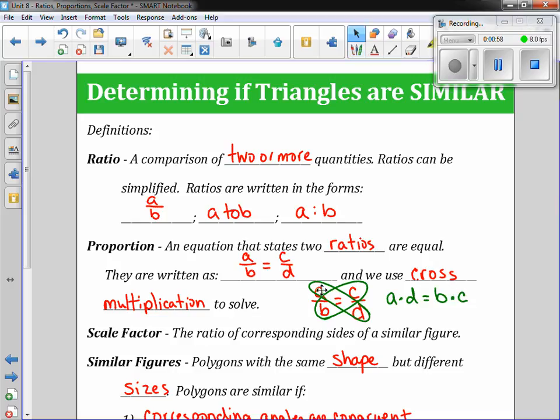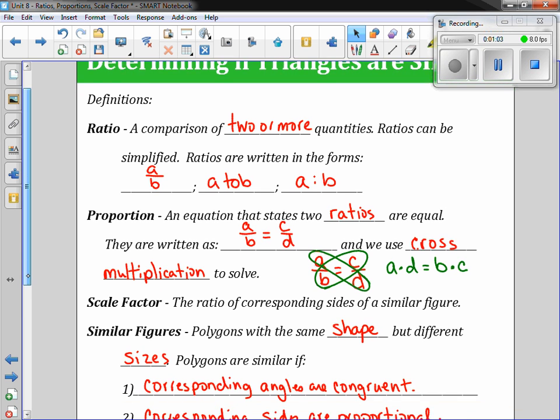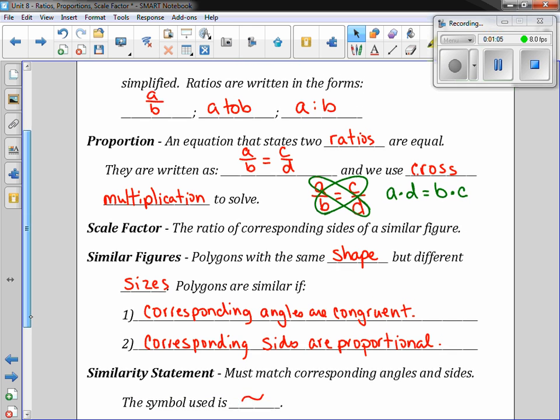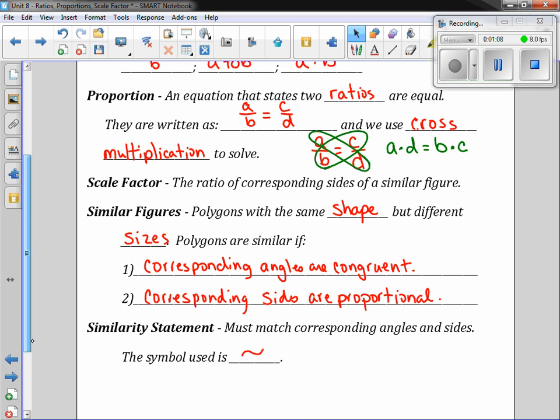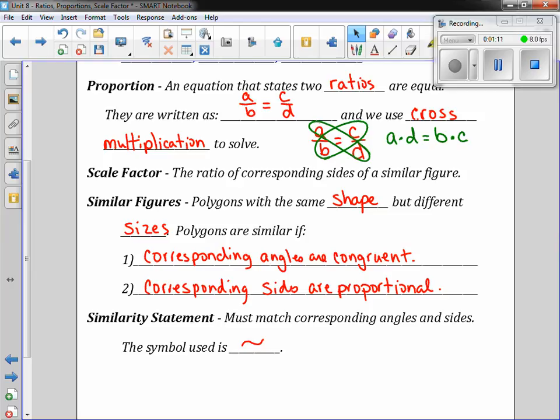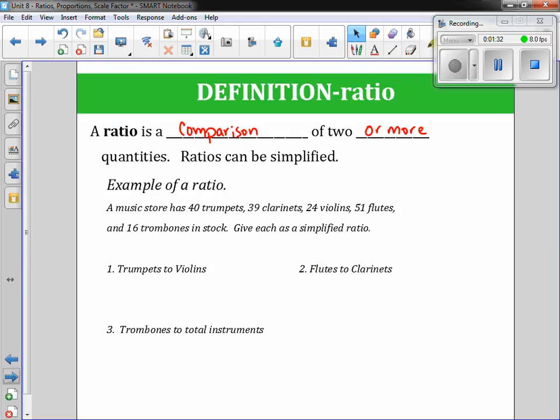A scale factor is a ratio of corresponding sides of similar figures. Similar figures are polygons with the same shape but different sizes. Polygons are similar if they meet the following rules: corresponding angles must be congruent, and corresponding sides are proportional. When something is similar, we write a similarity statement, which must match corresponding angles and sides. The symbol we use is listed below. Now we're going to take a look at a few examples of each definition.